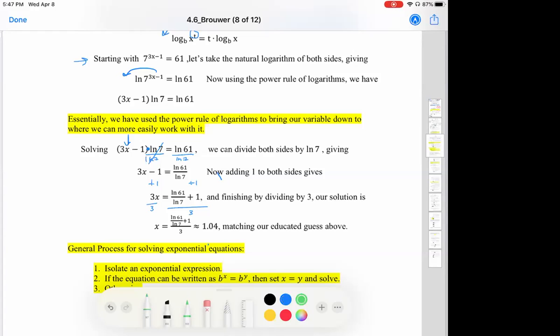Now, as you're working through this, punching into your calculator, everything's being divided by 3, so make sure you do the numerator first. Ln of 61, punch that into your calculator, divided by ln of 7, press enter, then plus 1, enter, and then divided by 3. You should get something that's about 1.03752375, and then round it to be 1.04.